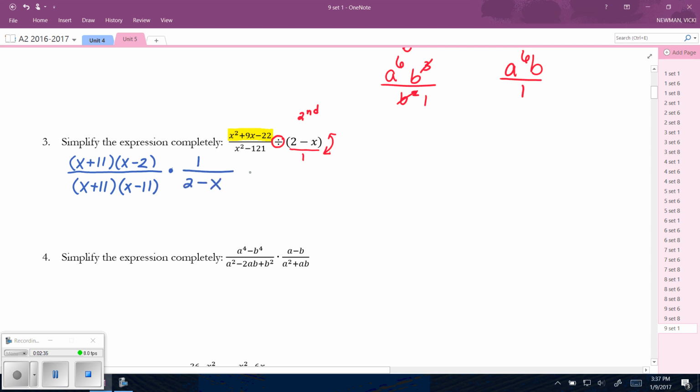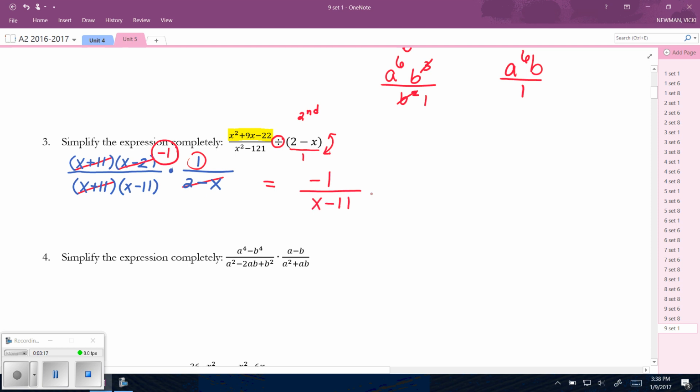Now you can cancel things that are alike, top to bottom. I have an x plus 11 on the top, and that cancels with the x plus 11 on the bottom. I have an x minus 2 on the top, and I have a 2 minus x on the bottom. Those two have a special rule. They cancel to be negative 1. I like to put the negative 1 on the top and circle it so I don't forget to include it in my final answer. So on the top, I have negative 1 times positive 1, which gives me negative 1 on the top. And in the denominator, I have x minus 11, and that's it.